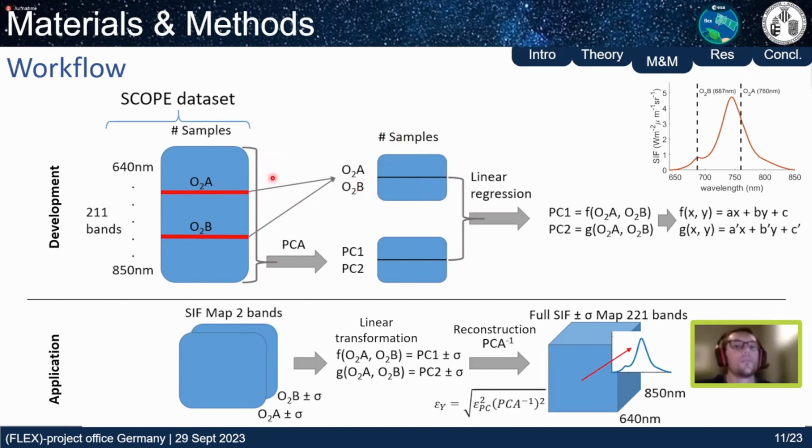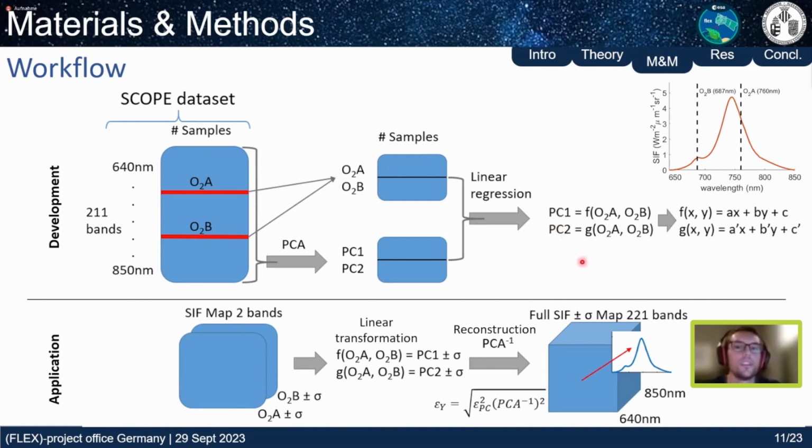And after that, we will apply a principal component analysis to reduce the dimensionality to the two first principal components. So the two first principal components give most of the original information of the full spectrum. And after that, we use linear regression to obtain two linear functions that relate the oxygen band A and oxygen band B with the principal component 1 and the principal component 2.